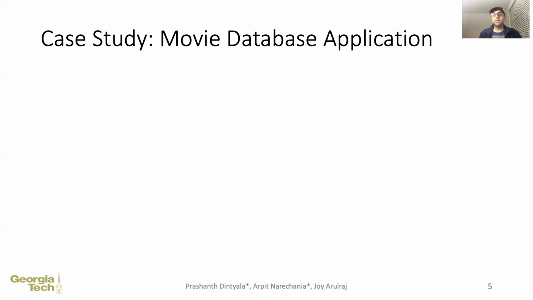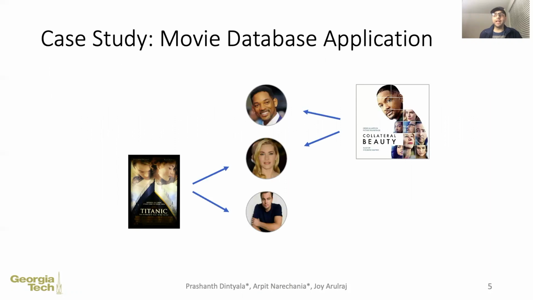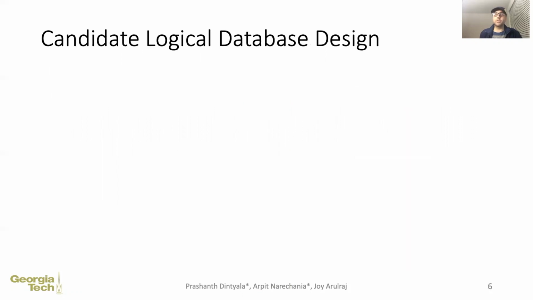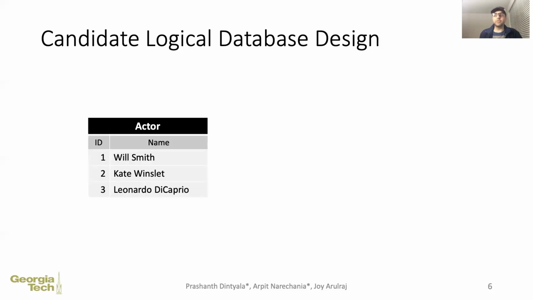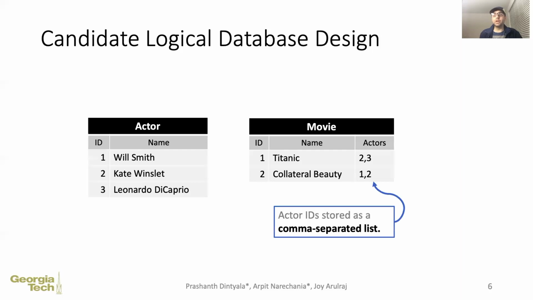Here's an example. Consider a movie database application where we have a collection of movies and actors. An actor can act in multiple movies. In database terminology, this use case represents a many-to-many relationship. Let's look at an easy schema to represent this many-to-many relationship. We have an actor table that stores information of all the actors and a movie table that stores movie information. In the movie table, we can store a comma-separated list of actor IDs to represent the many-to-many relationship.